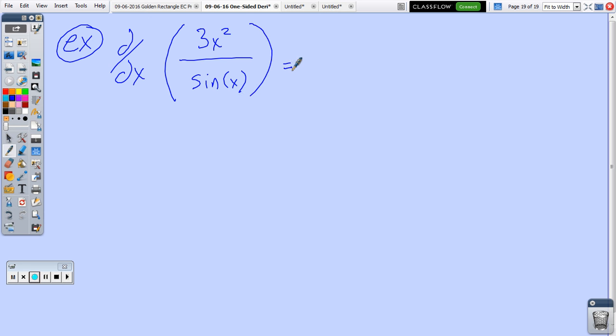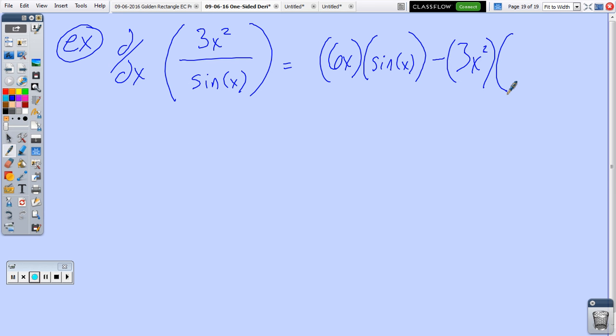Derivative of the top would be 6x. Leave the bottom alone. Minus, leave the top alone. Derivative of the bottom. All over the bottom squared.